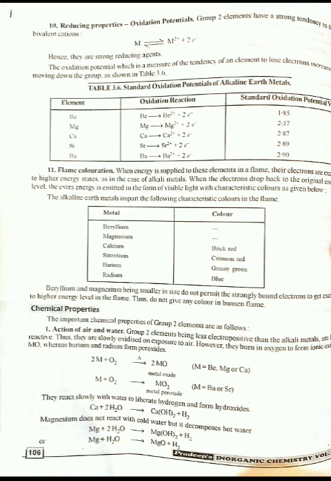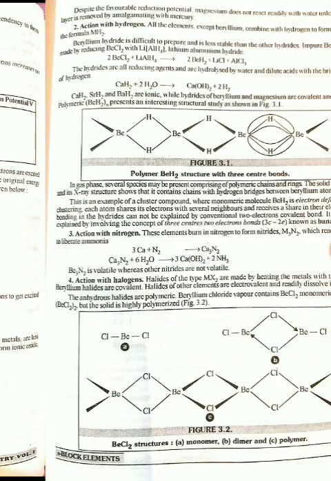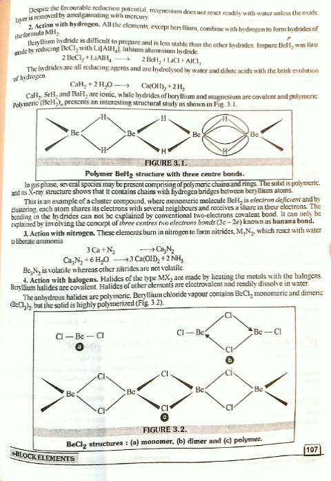They react slowly with water to liberate hydrogen and form hydroxides. Ca plus 2H2O gives Ca(OH)2 plus H2. Magnesium does not react with cold water but it decomposes hot water. Mg plus 2H2O gives Mg(OH)2 plus H2, or Mg plus H2O gives MgO plus H2. Despite the favorable reduction potential, magnesium does not react readily with water unless the oxide layer is removed by amalgamating with mercury.